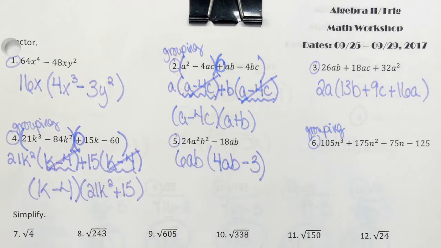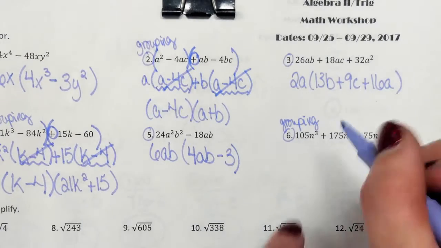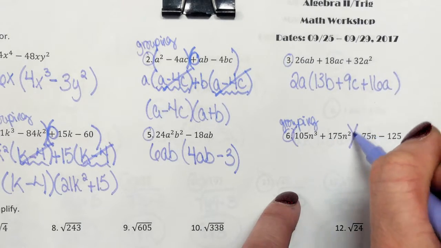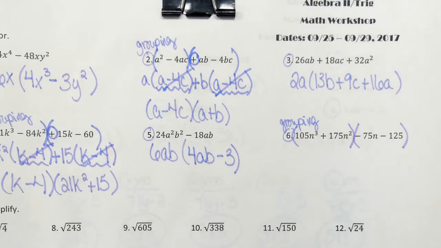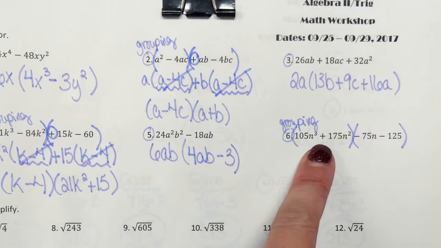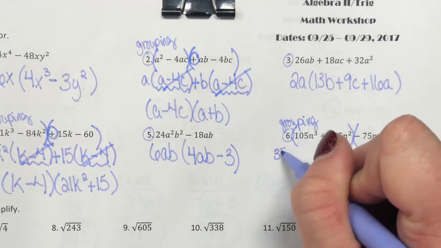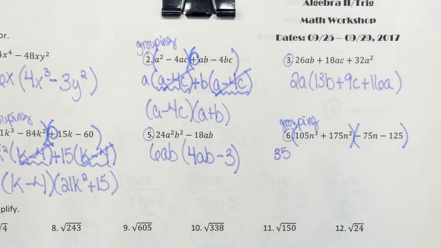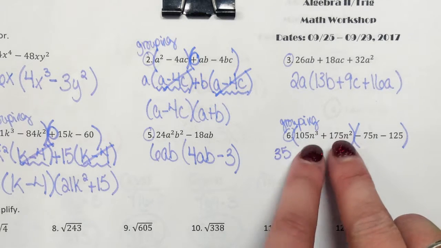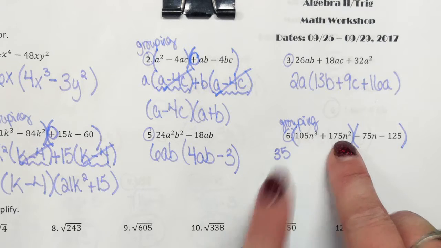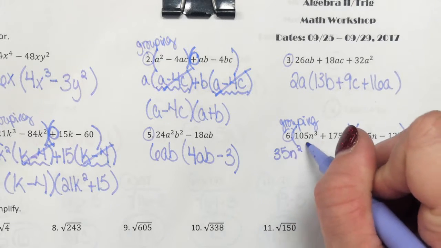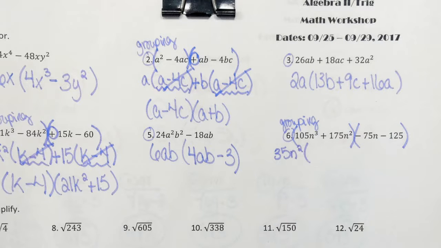All right, we got one more. All right, here we go. We have 105 and we have 175. What's the biggest number that goes into 105 and 175? Bigger. 35. Yep, 35. All right, they both have an n. What's the biggest one they have? Squared. There you go. All right, Nathan, what's 105 divided by 35?